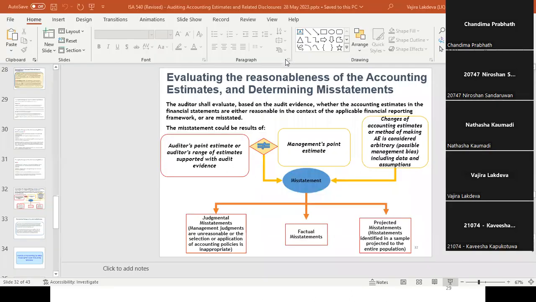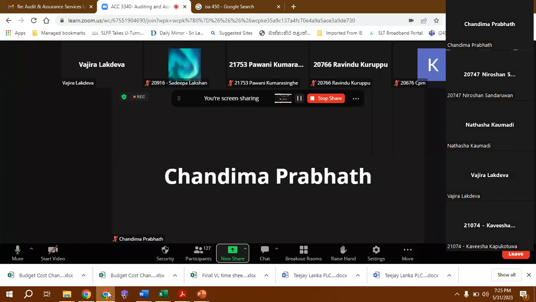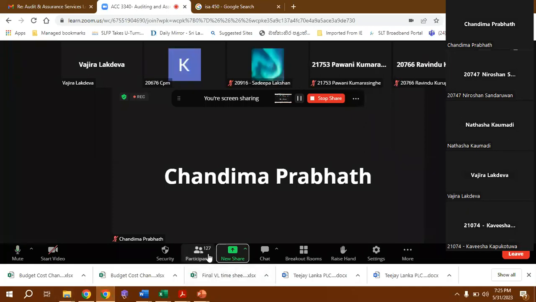So let me move to the going concern standard. Are there any questions before I start with the going concern standard? If there are any questions, please raise them, or you can send a chat message. I will give you about 30 seconds. If there are questions, please ask or send a chat message. I will answer before I start with the going concern.